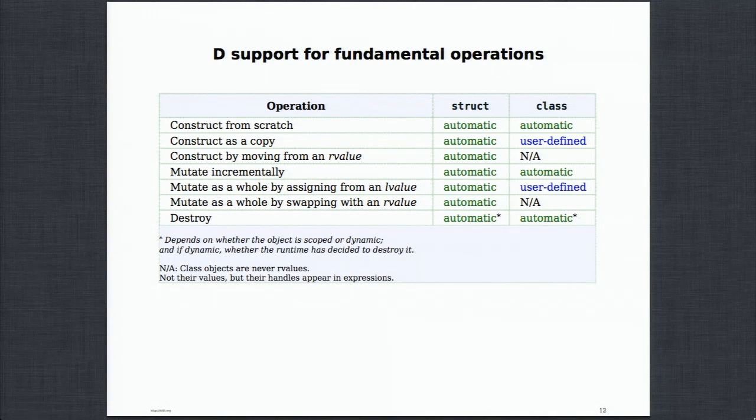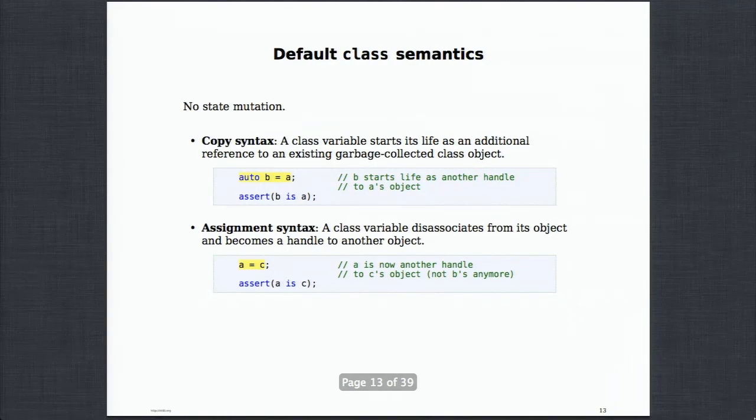For classes, the concept of R value doesn't exist anyway, because classes don't take place as values themselves in expressions. They exist as handles to those values. So the class variables are handles, so there's no R value operation for them. And copying and assignment for classes are user-defined if you want those semantics differently. Otherwise, they are trivial.